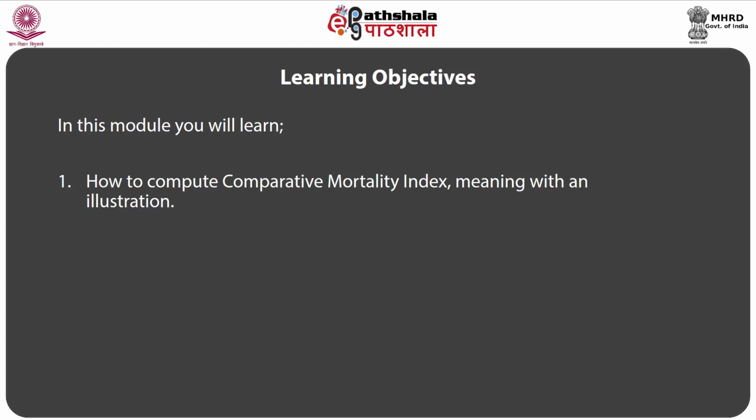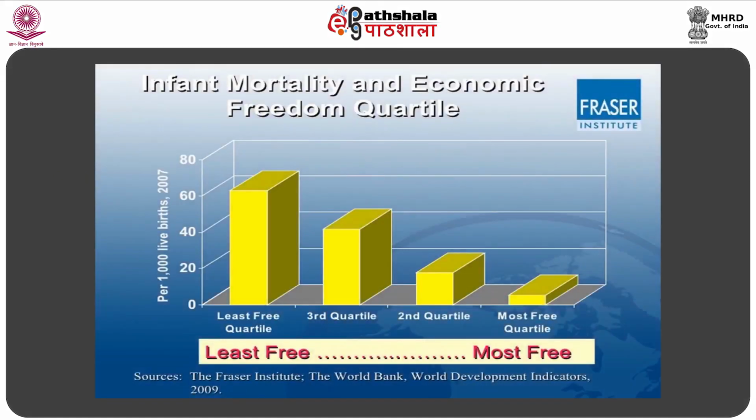Here you will be seeing infant mortality and economic freedom quartile. If you see on the left side, least freedom quartile, infant mortality is very high. Third quartile, infant mortality is a little less. And if you see the moderate freedom quartile, you will find infant mortality is low. That means from the least to moderate freedom quartile, it is declining steadily over the quartiles.